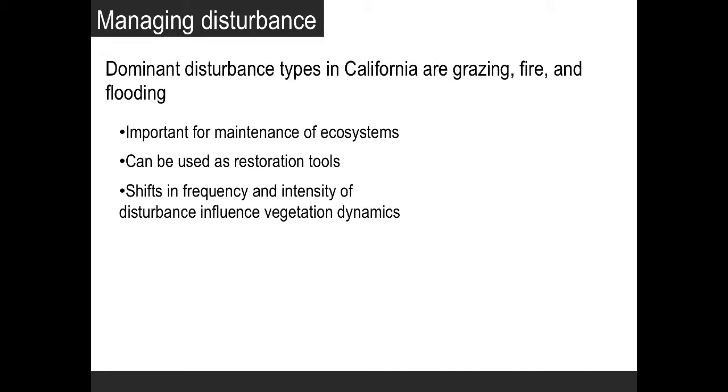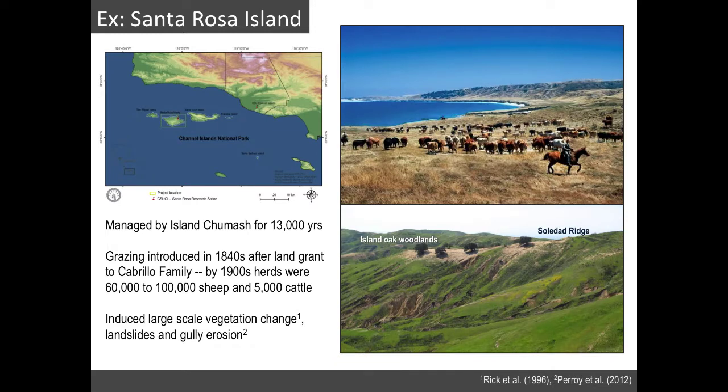So let's look at some examples of managing disturbance, and let's look in our own backyard at Santa Rosa Island. Santa Rosa is part of the Channel Islands. It was managed by the island Chumash for up to 13,000 years. Population densities may not have been very high or may not have been continuously populated for that entire time, but we do have a history of land management that dates back quite some time.